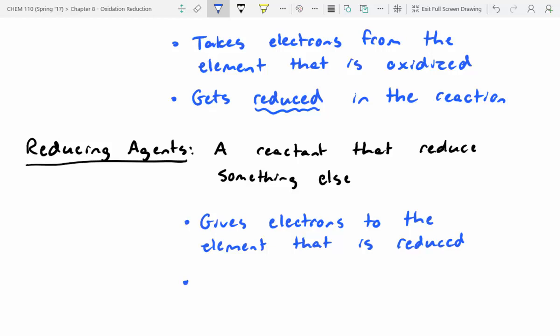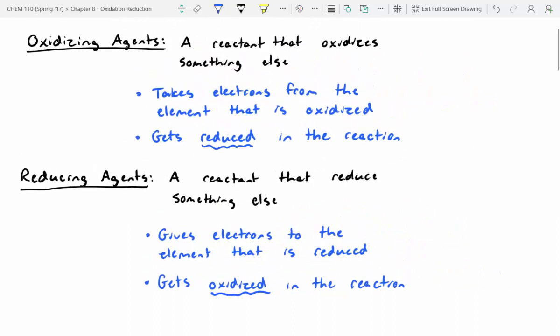And conversely, that means it must be oxidized in the reaction. Confused? The wording makes absolutely no sense until you start working with it for a while. But the key takeaway is that an oxidizing agent, because it's oxidizing something else, has to be the counterpart to the thing being oxidized, which means it must be reduced. And same thing with reducing agents. Because they're helping something else to be reduced, they must be the counterpart to that, which means they're getting oxidized.